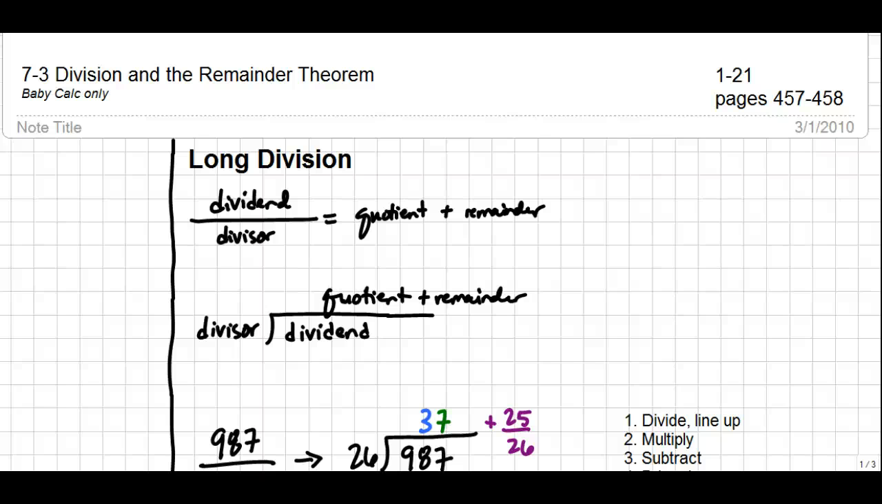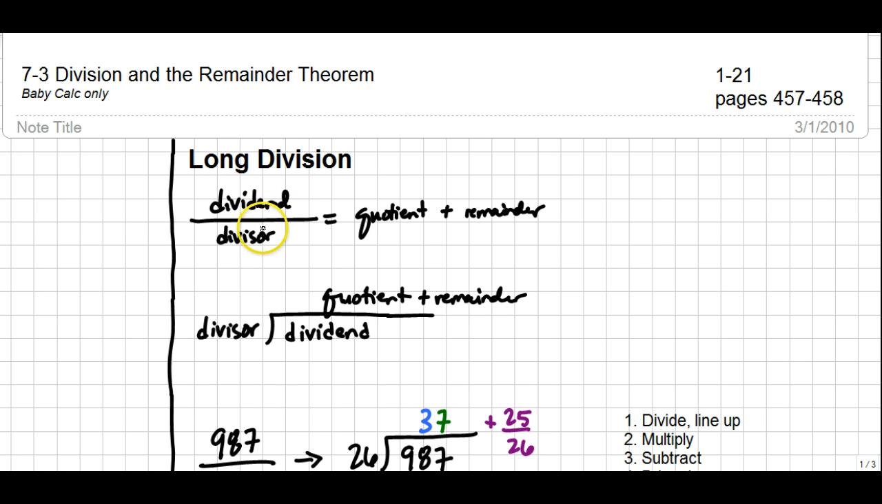This lesson is for FST lesson 7.3 on division and on the remainder theorem. We're going to do some review on long division, so there's some vocabulary we need to begin with. Keep in mind that fraction problems are division problems. The top number is referred to as the dividend, bottom number by the divisor.